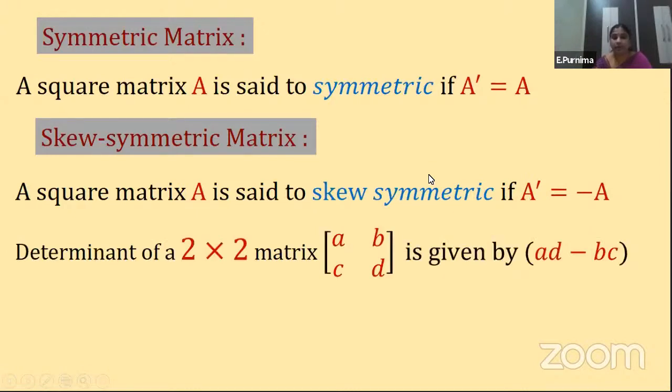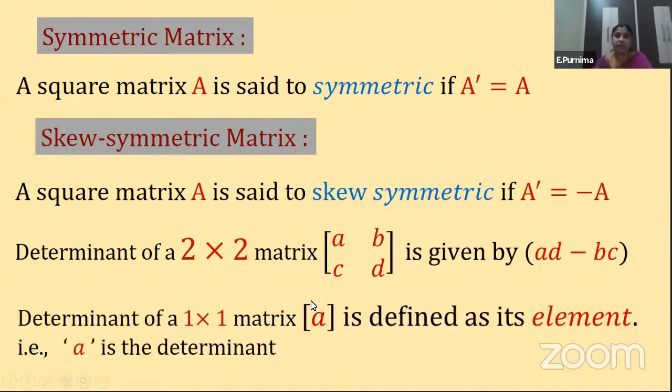Next, we learned about the determinant of a 2 by 2 matrix. If a matrix is of order 2 by 2 with elements A, B, C, D, then the determinant is AD minus BC. Clear? Next, if a 1 by 1 matrix is there, it has only one element, then its determinant is the element itself.